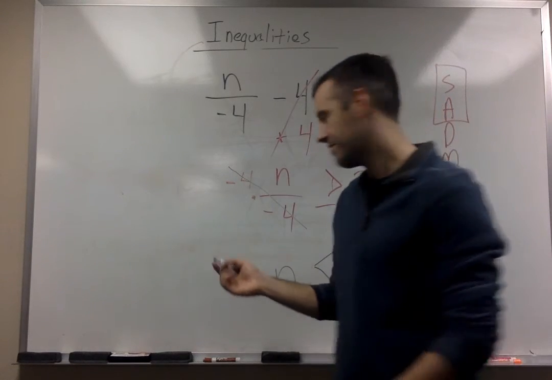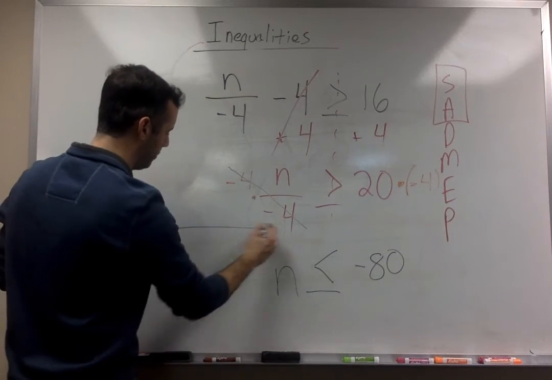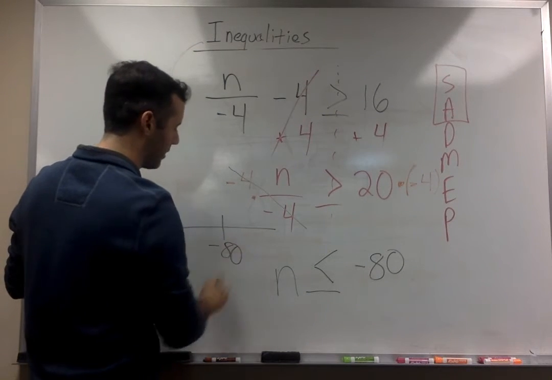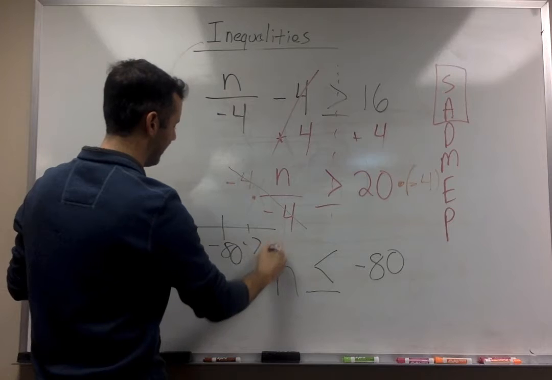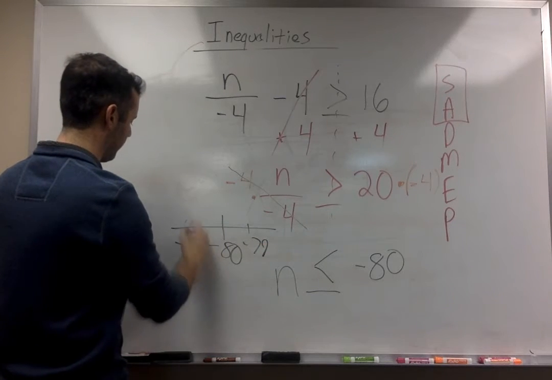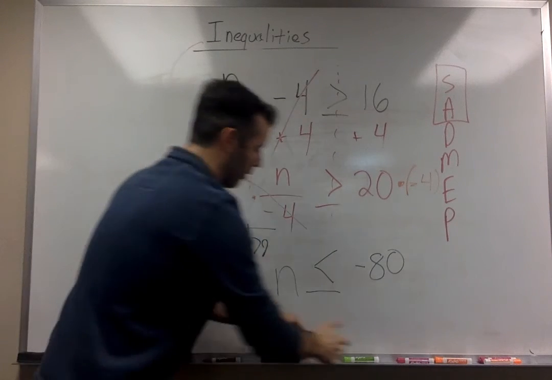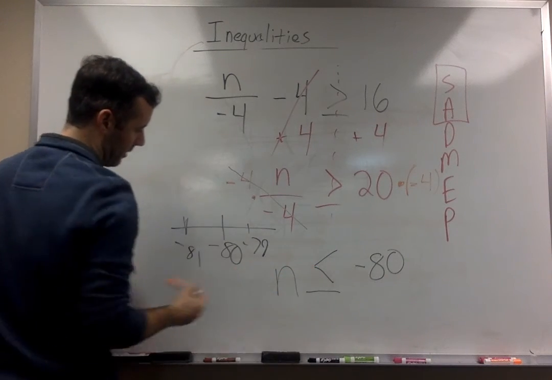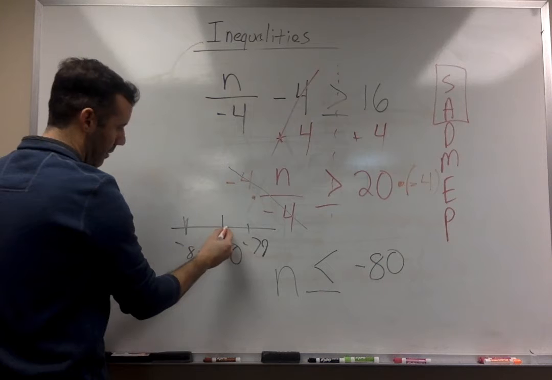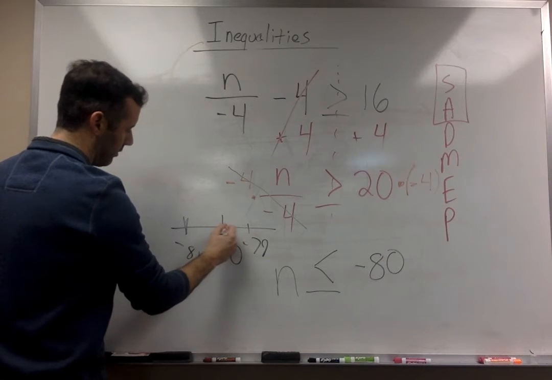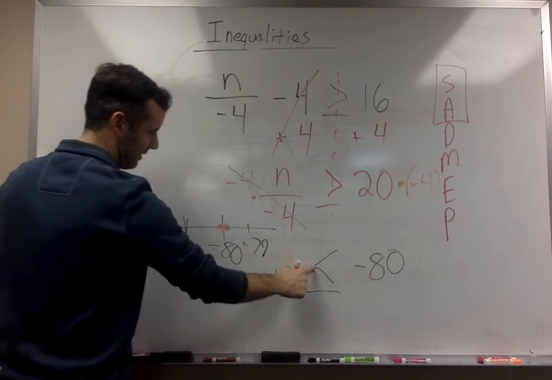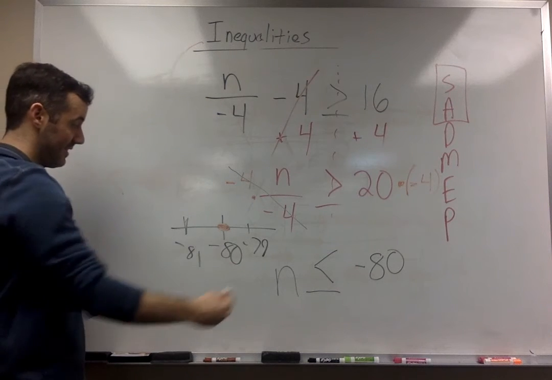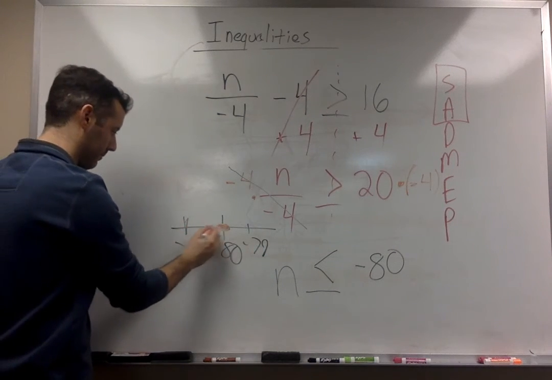Of course, I could graph that. Don't start at 0. Just start at -80 if you're doing it on your own. There's -79. -81 is smaller. What kind of a dot am I going to use? N is less than or equal to, right? So I'm going to use a closed dot. Less than or equal to. Which way is less than -80? This way.